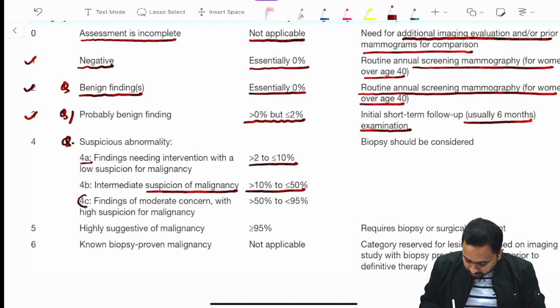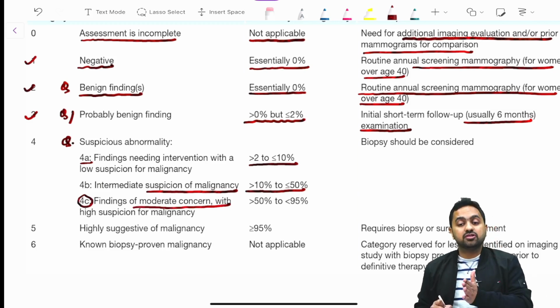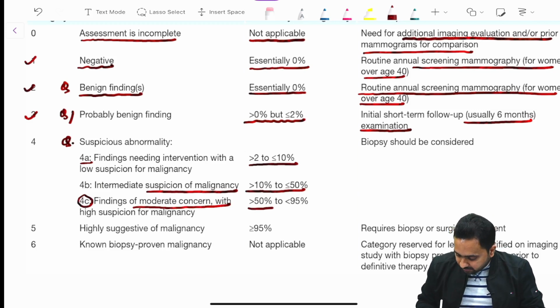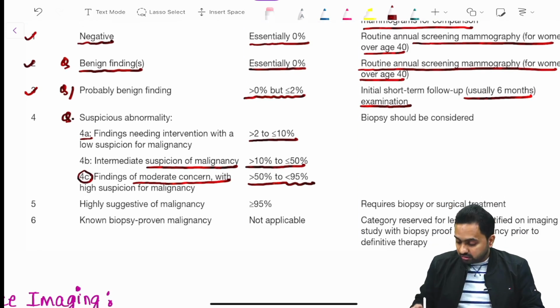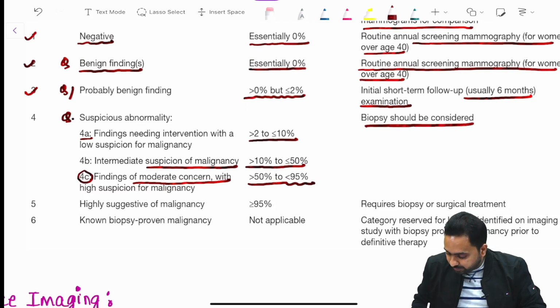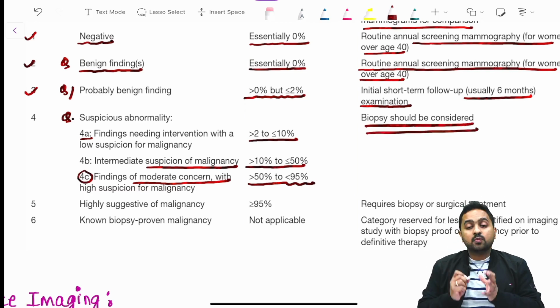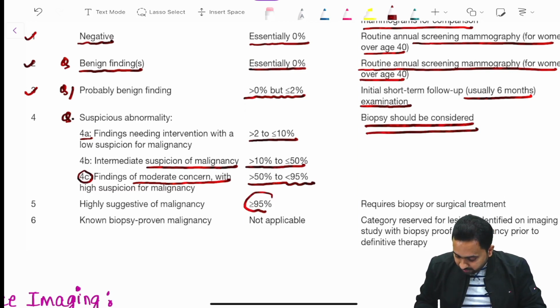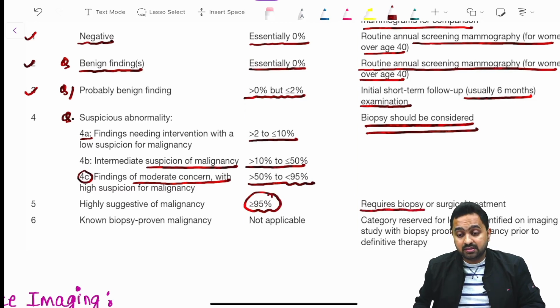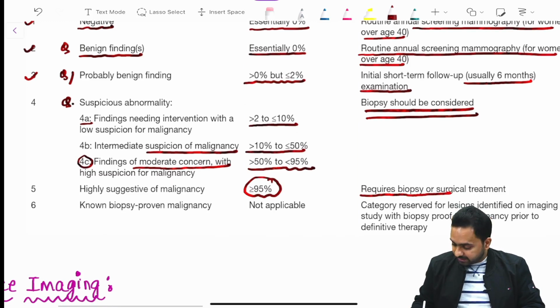And then you have 4C, findings of moderate concern with high suspicion of malignancy, the risk being 50 to 95%. Right. So over here you have your biopsy that should be considered. Then we have your category 5, which is highly suggestive of malignancy, and the risk over here is more than 95%, and it would require your biopsy or a surgical treatment.